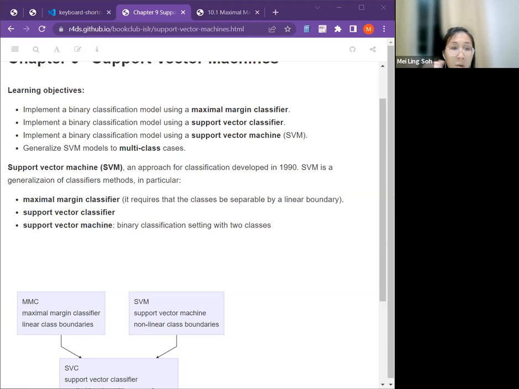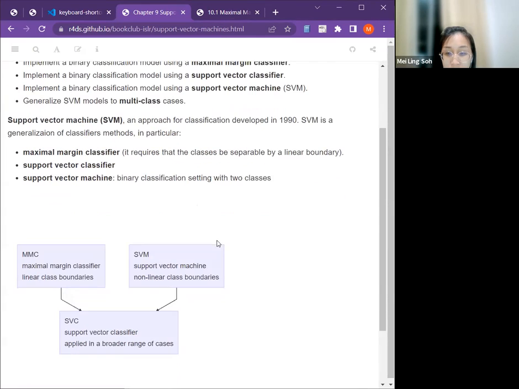So what is a support vector machine? A support vector machine is just an approach for classification. And in particular, we focus on three things that you have to know by the end of today: the maximal margin classifier, support vector classifier, and support vector machines. I will briefly go through the definition of what all these are.